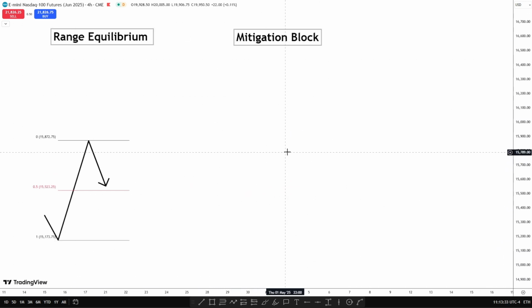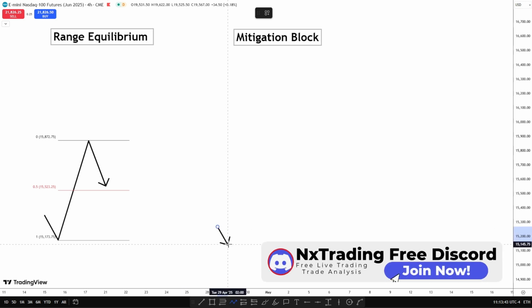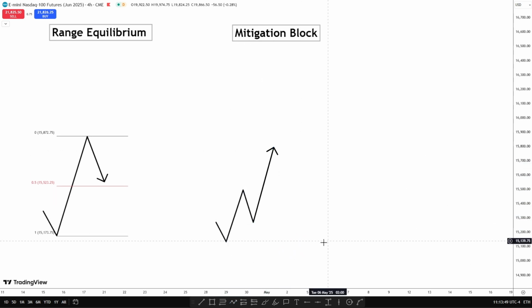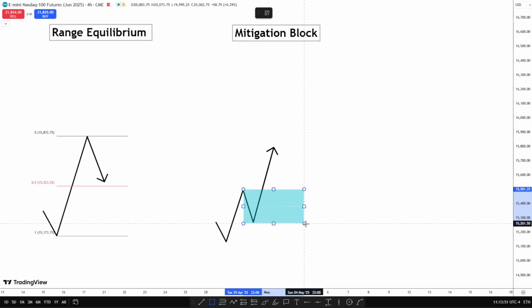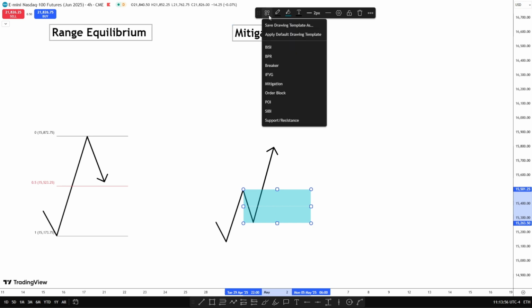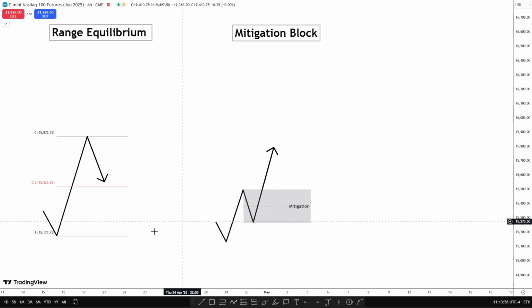Now the second step to this model is a mitigation block. If you watch my video on mitigation block then you'll understand what this is, but for those of you who don't, I'm just going to quickly go over this. So we're looking at our range here. We have our low, high, higher low and higher high. So our mitigation block is this right here. It's basically like a breaker block, however instead of getting a lower low you now have a higher low.